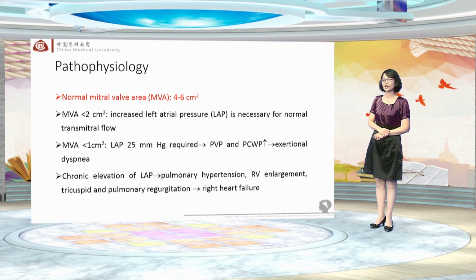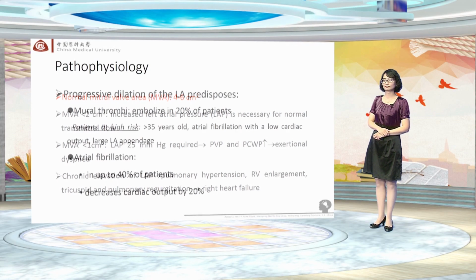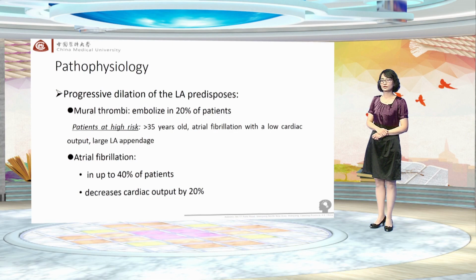And the long-term change will cause pulmonary hypertension and also affect the right heart. If the left atrium becomes dilated, it will predispose to mural thrombi and atrial fibrillation.